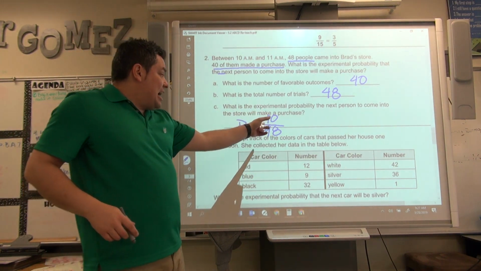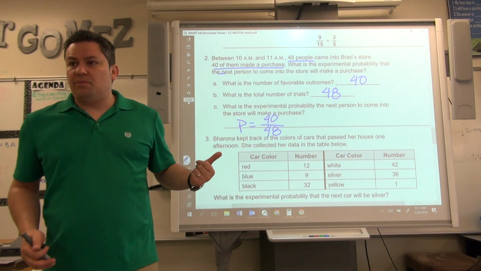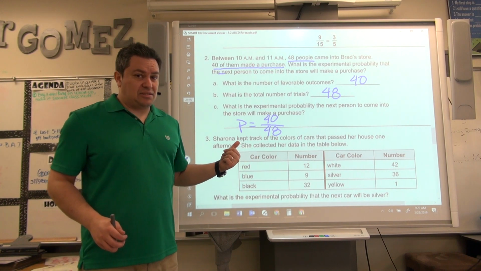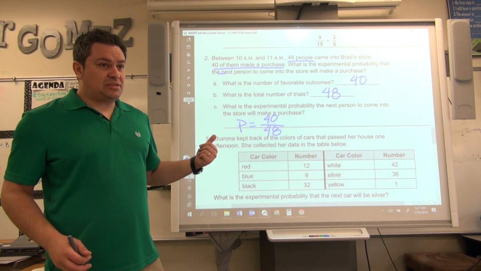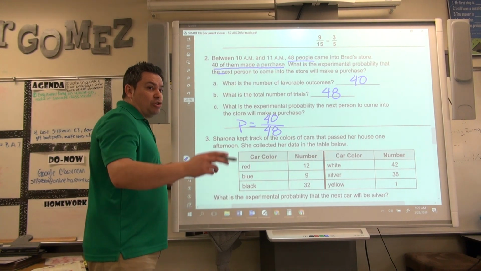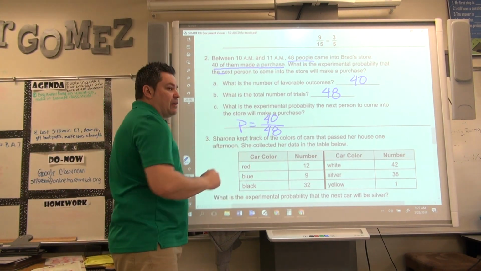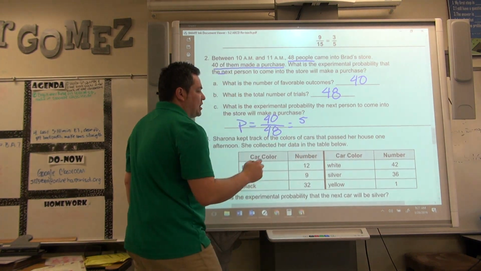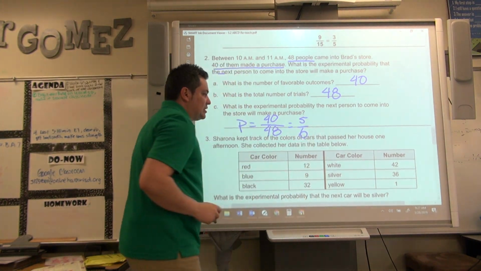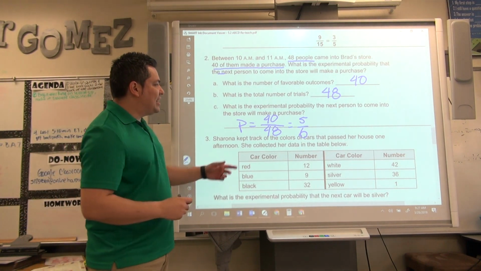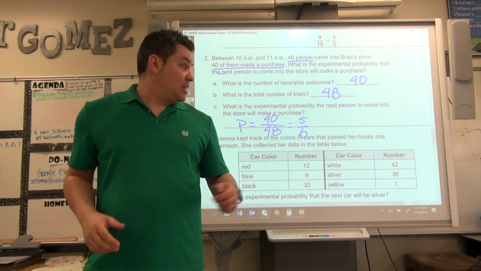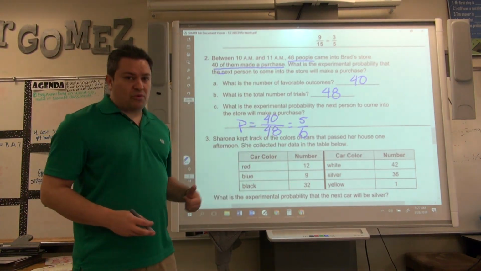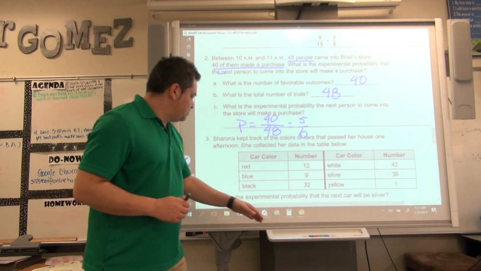In this case, I know for a fact that both of them are multiples of 8. 40 divided by 8 is 5, and 48 divided by 8 is 6. That's my simplest form. So the probability that the next person will make a purchase is 5 out of 6, just the simplest form of the original fraction. That's all there is to it.